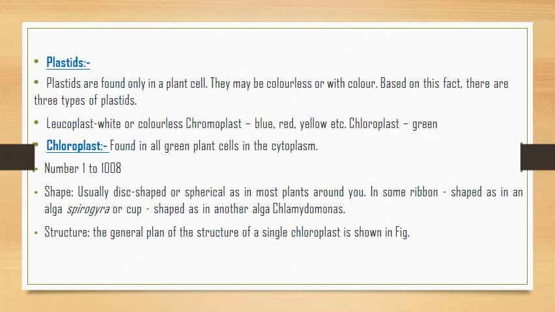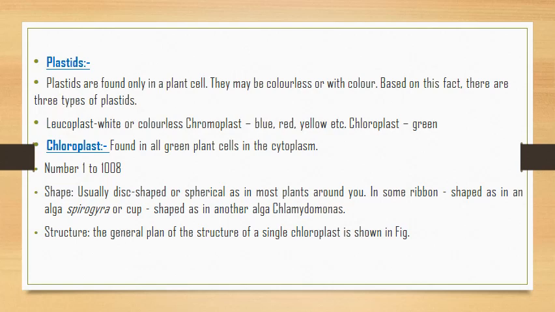Next one is plastids. Plastids are found only in plant cells. They may be colorless or colored. Based on this fact, there are three types of plastids: leucoplast, chromoplast and chloroplast. Leuco means white or colorless, chromo means colored like blue, red and yellow, and chloroplast is green.